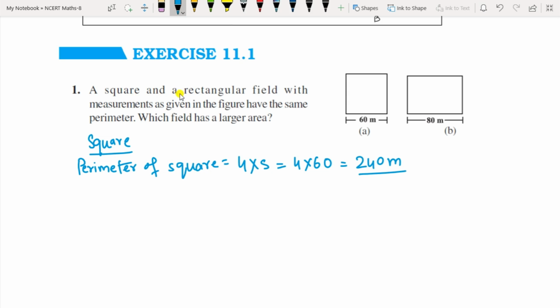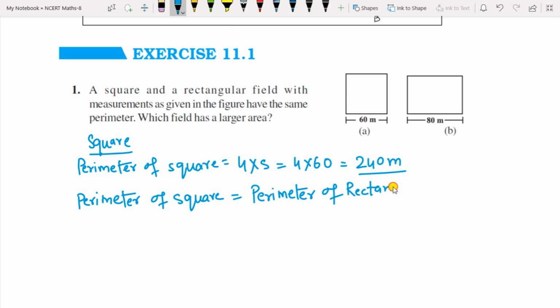Now a square and a rectangular field with measurements given in the figure have the same perimeter. So whatever is the perimeter of square is the perimeter of rectangle too. So perimeter of square will be equal to perimeter of rectangle, which will be equal to 240 meter.